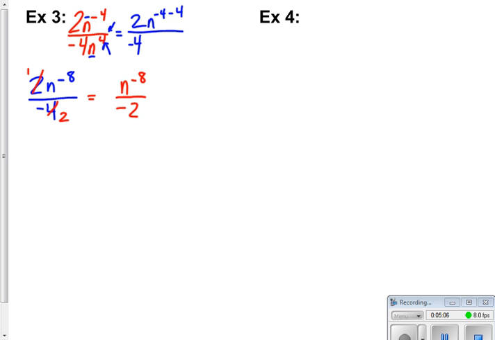I can put the 1 here up on top, not necessary, but I can put it up there. Now I can go ahead and get rid of my negative exponent. When I get rid of that negative exponent, this is what I need to take care of. This is what I need to slide down to get rid of that negative exponent. So on the top I would have 1 over, and the denominator would be negative 2 n to the 8th power.